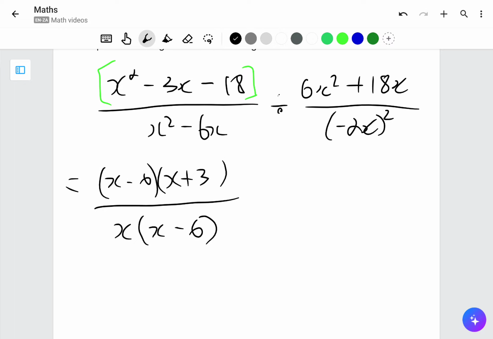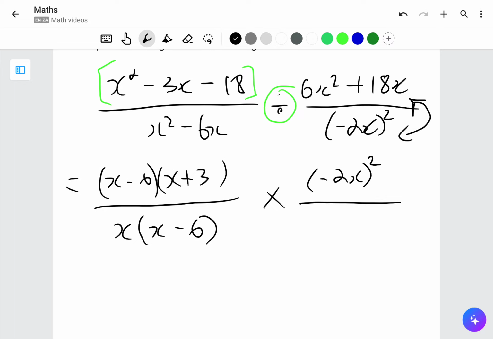Okay, and then we get to our right hand side, and we can see there is a division sign here in the middle. So what does that mean? Divide in fractions, we're going to tilt it into times. So we're going to say times. We're going to take the denominator up and bring the numerator down. So we're going to go minus 2x squared over. So if we look at the right hand side's numerator, that is now going to be the new denominator.